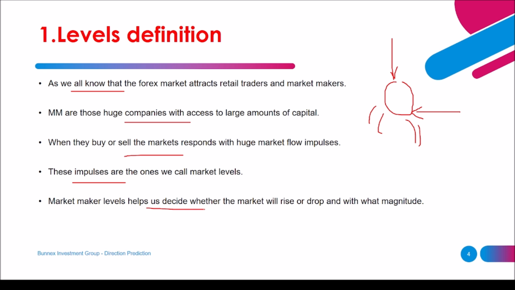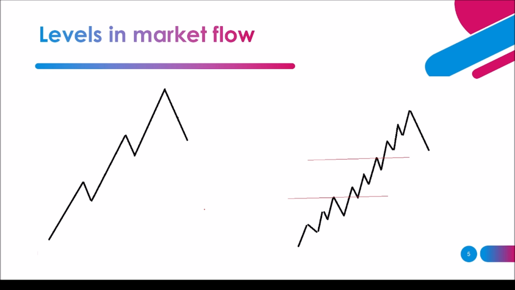So imagine if you could have an idea of where the market is going to move next in a longer time frame, in a shorter time frame, and with what magnitude. How much does that change in your trading? Absolutely, very much. So levels in market flow, by this we are saying they are what we call market cycles. In one market cycle we have three levels, and after three levels we will always reverse, right?